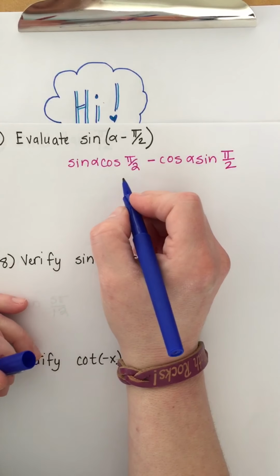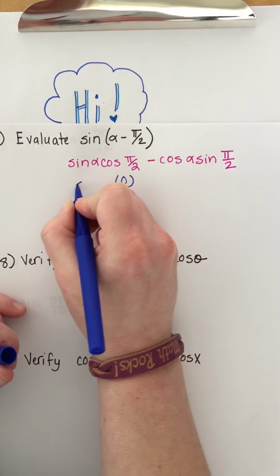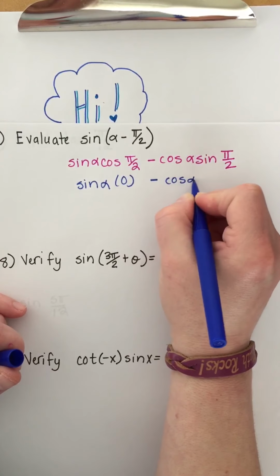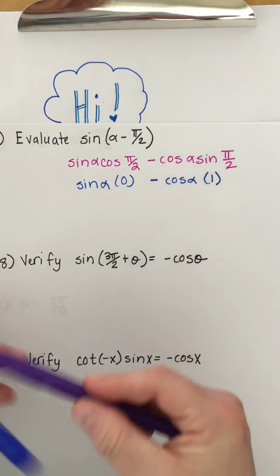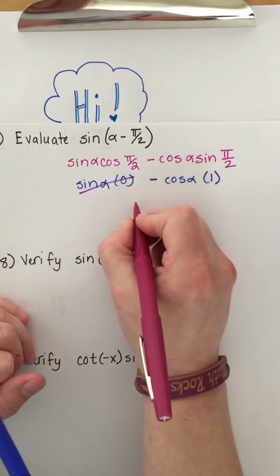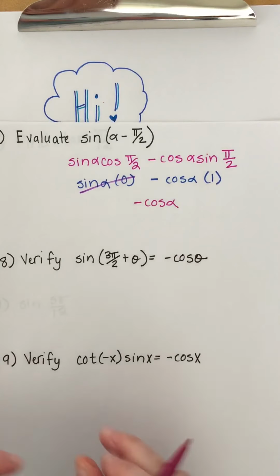The cosine of pi over 2 is 0. And the sine of pi over 2 is 1. As we mentioned earlier, 0 times anything, ka-chow. And we are left with the negative cosine of alpha. And we're done with that one.